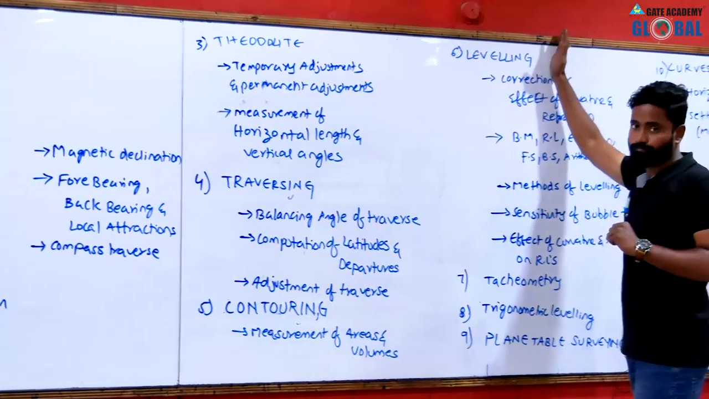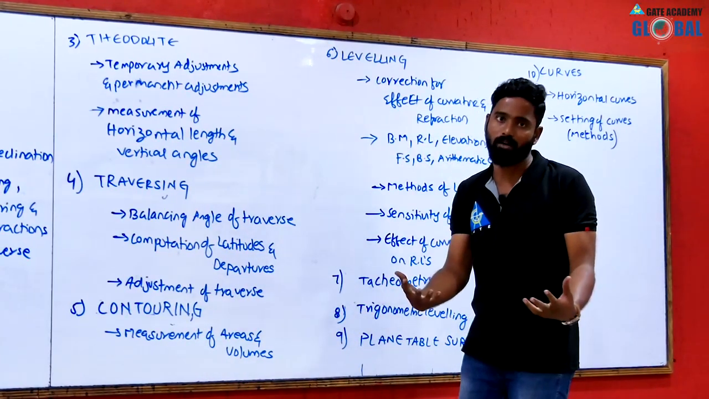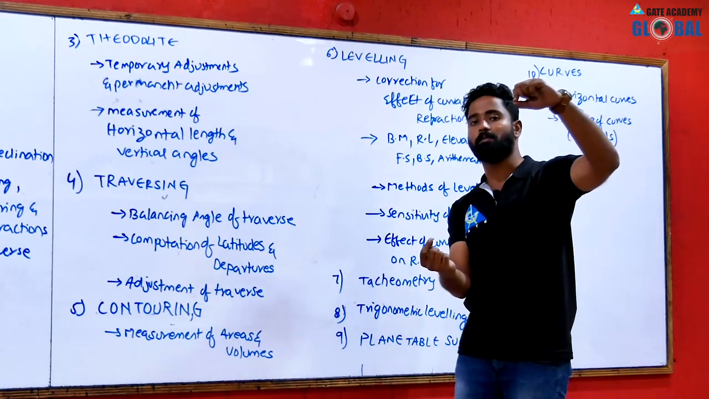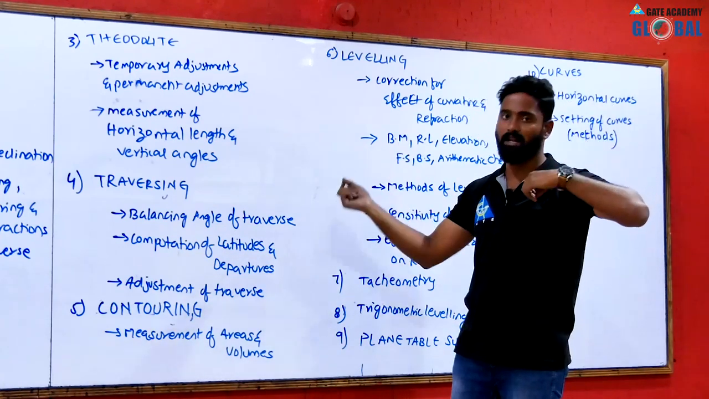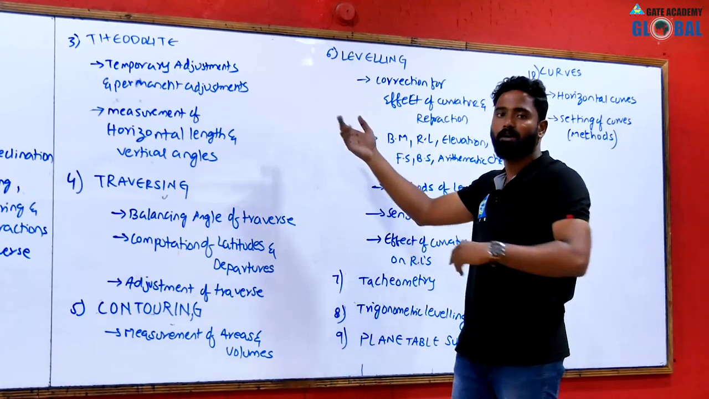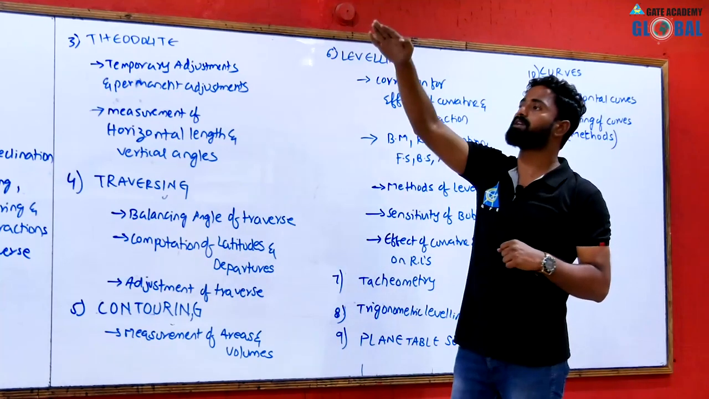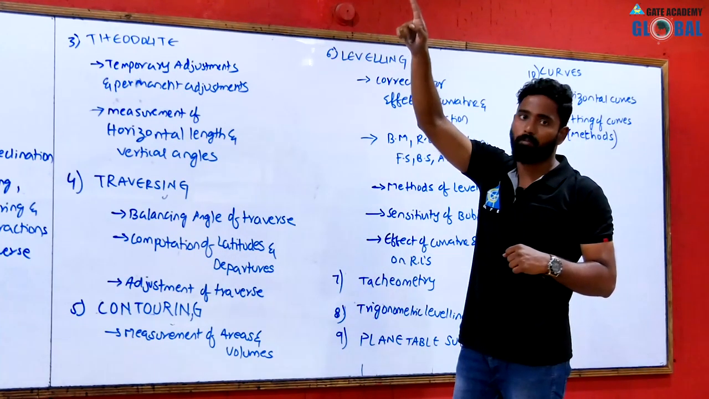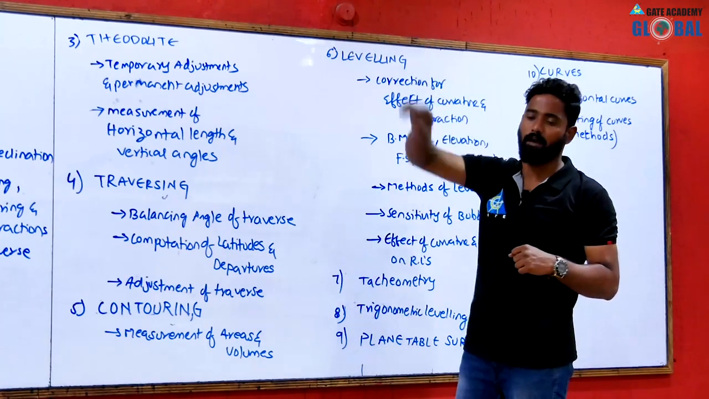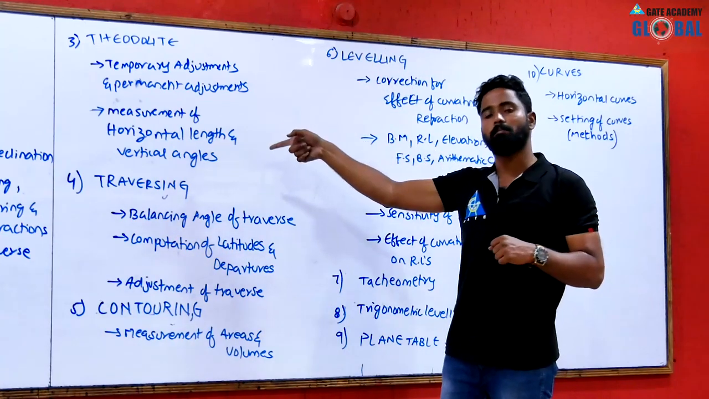Now coming to leveling. Leveling is used to get the reduced level. What is reduced level? The reduced level of a point is the elevation of the point with respect to a benchmark. You know, the benchmark can be taken as sea level, or a nearby benchmark can be taken. I know the elevation of that point is 150 meters with respect to the mean sea level. So with respect to this, I will measure the elevation of the top level, or the elevation of this beam, or this slab, from here to here. So finally, I will get the reduced level with respect to the mean sea level.